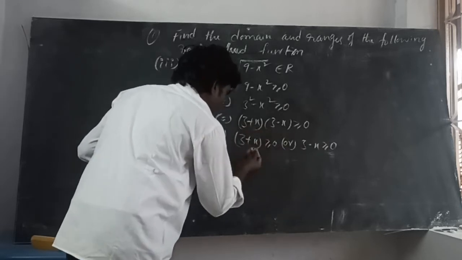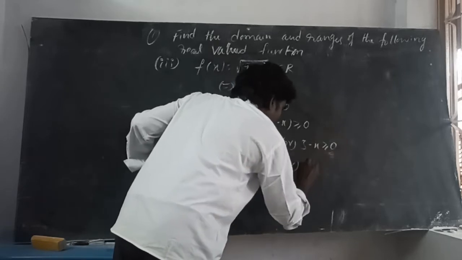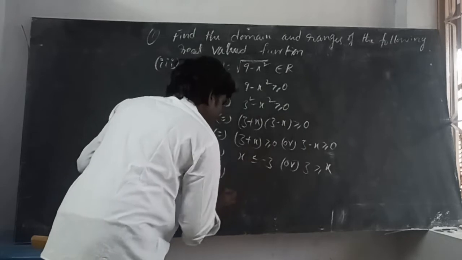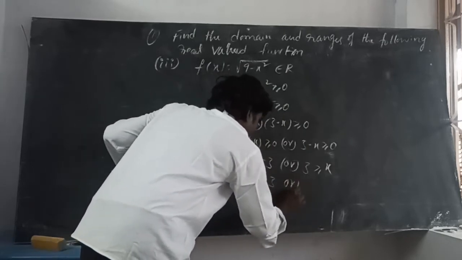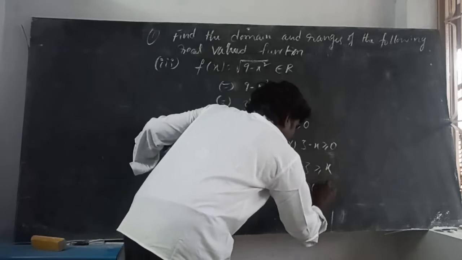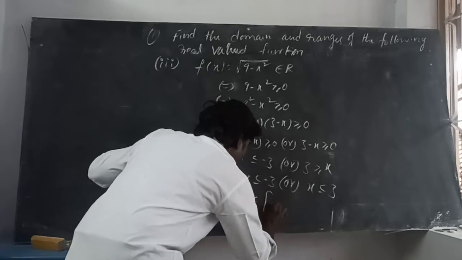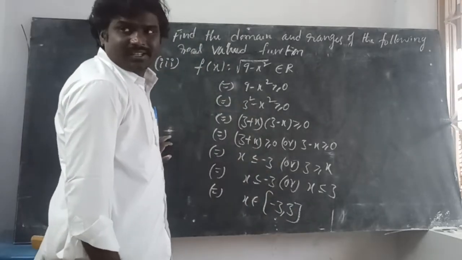Plus 3 goes across as minus, so x is greater than or equal to minus 3. Here 3 minus x, the x goes across as plus, so this one we can write as x less than or equal to 3. So here the domain is x belongs to the closed interval minus 3 to 3.